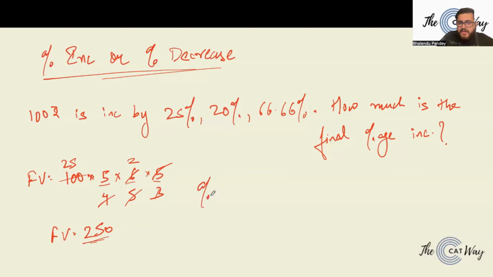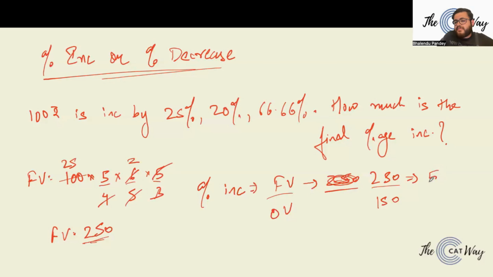Right? So what is my percentage increase? My percentage increase is nothing but final value divided by original value. Final value divided by original value gives you what? 250 divided by 150. This gives you 5 by 3. Right? Final value by original value gives you the multiplying factor of 5 by 3. Correct? Sorry, my original value was 100, right? My original value was 100. Sorry. So this will give me a 5 by 2.